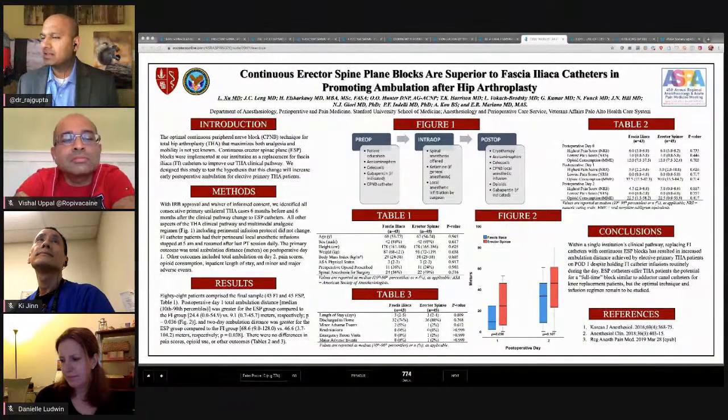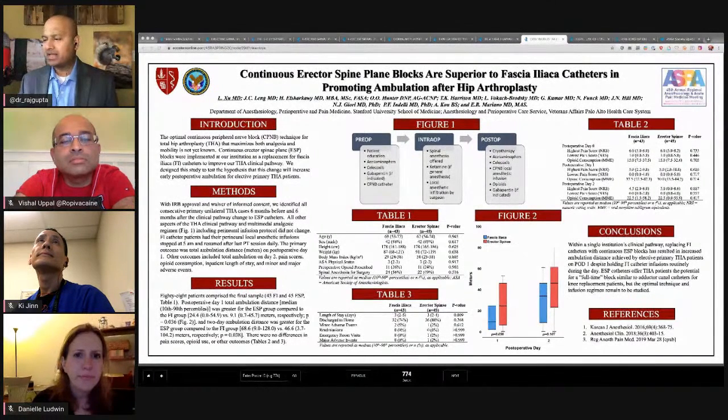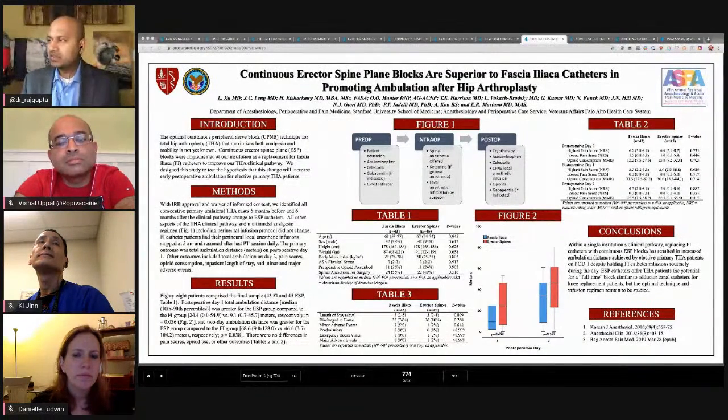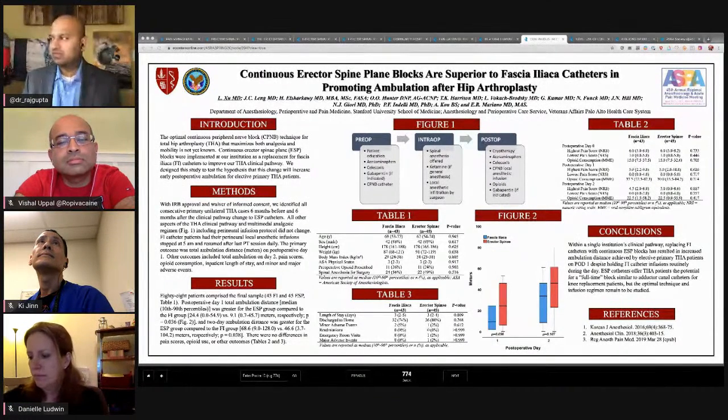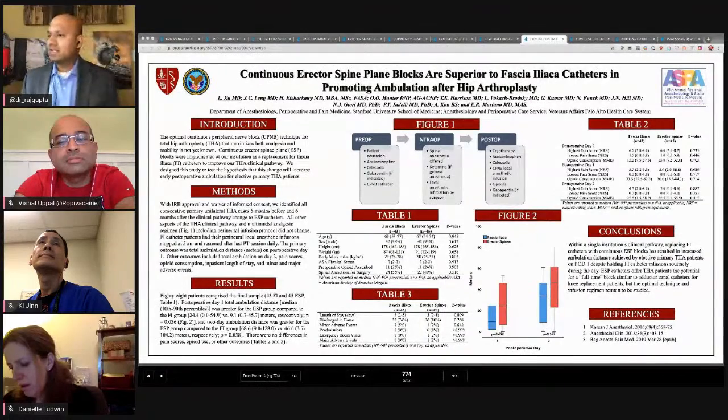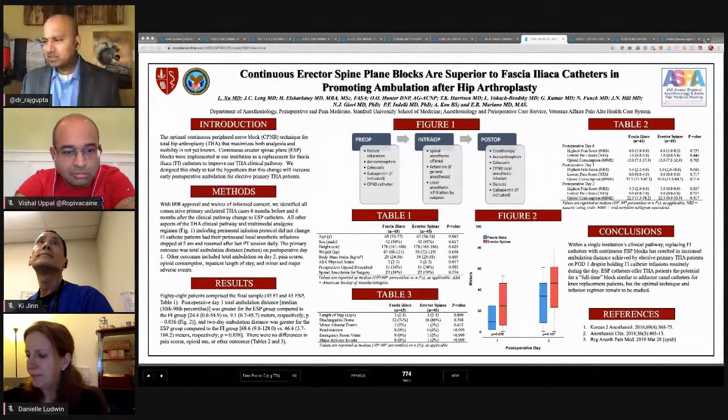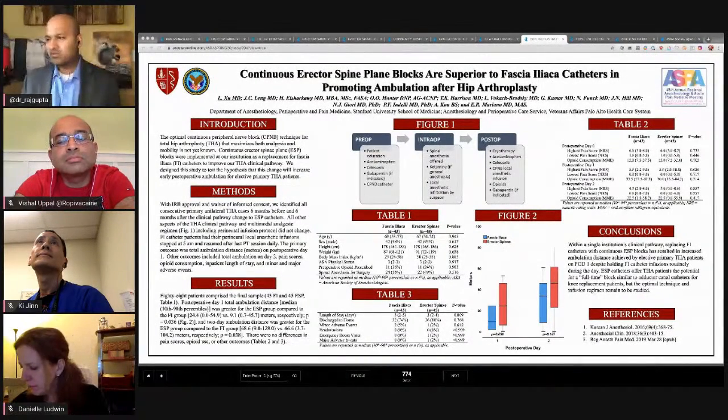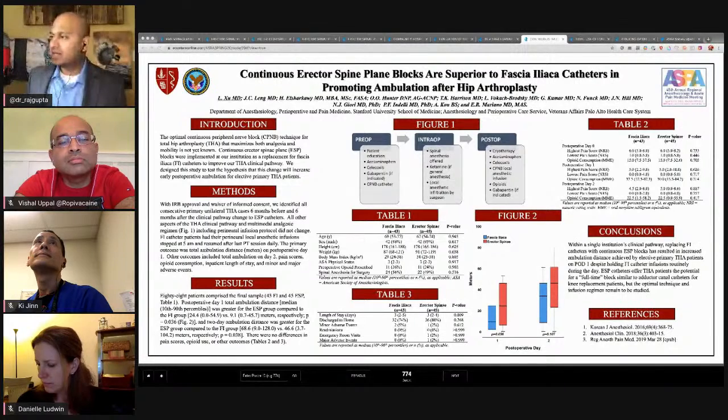In this one, I think they had 88 patients in their study, 43 that had fascia iliaca catheters, 45 that had ESP catheters. The primary metric that they felt was significant in this situation was the time or the distance of walking during physical therapy. I'm going to try to get the exact numbers here. The ESP group's two-day ambulation distance was 68.6 meters versus 46.6 meters in the fascia iliaca group, and that was significant in their analysis. Pain scores were overall pretty much the same across the board.